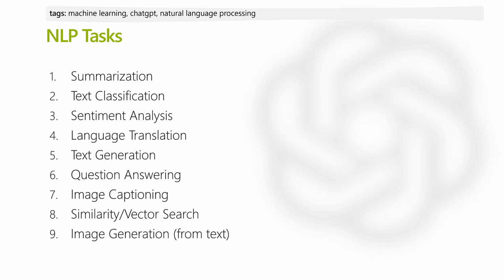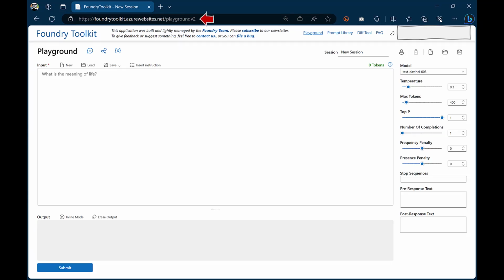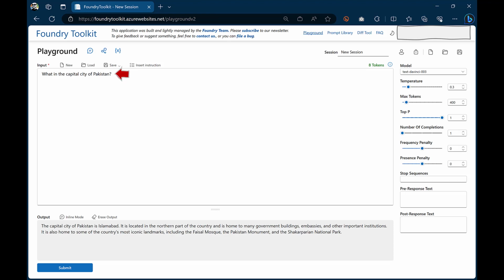Let's look at our first demo in this session, which is internal only to Microsoft employees. Open the website foundrytoolkit.azurewebsites.net/playgroundv2 in your web browser. Type your question in the search box. When you click the button, this website calls the Azure OpenAI API service to return a response back to you. That generated response text is displayed on your screen as shown.